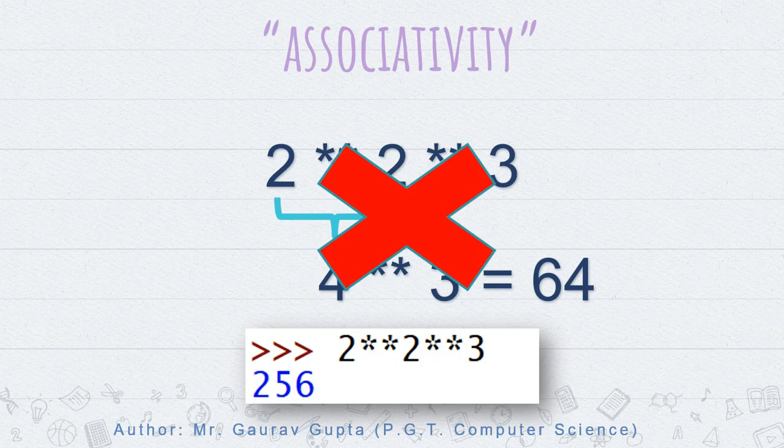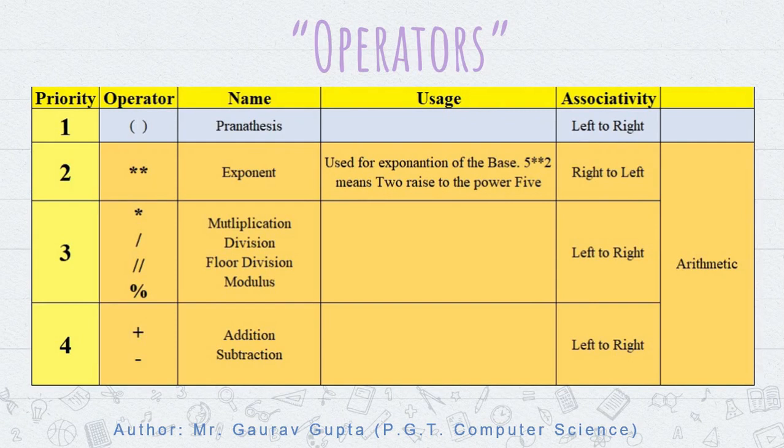So by right associativity of exponent, we mean that if in an expression exponent comes more than once, then the rightmost value will be solved first, and then we go on solving them one by one from right to left. Now I will discuss associativity of other arithmetic operators.